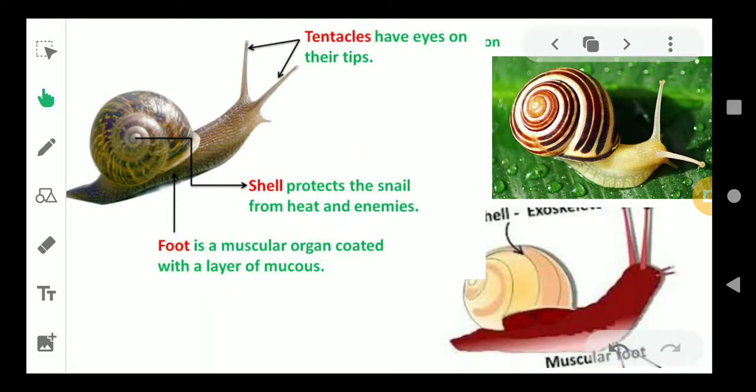Here you can see the different parts of a snail, and different varieties of snails are also here. Tentacles have eyes on their tips. Sometimes they will hide the tentacles also. Shells protect the snail from heat and enemies. That is the use of the shell. And its foot is the muscular organ coated with a layer of mucus.